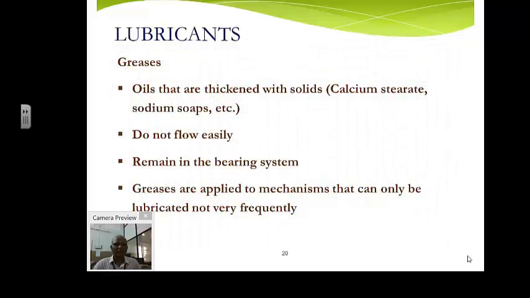There are greases as well, which are oils that are thickened with solids like calcium stearate, sodium soaps, etc. One major advantage is that they do not flow easily and remain within the system. So greases are generally applied in regions that can be lubricated only infrequently. Those regions which do not need continuous attention can be lubricated with greases.